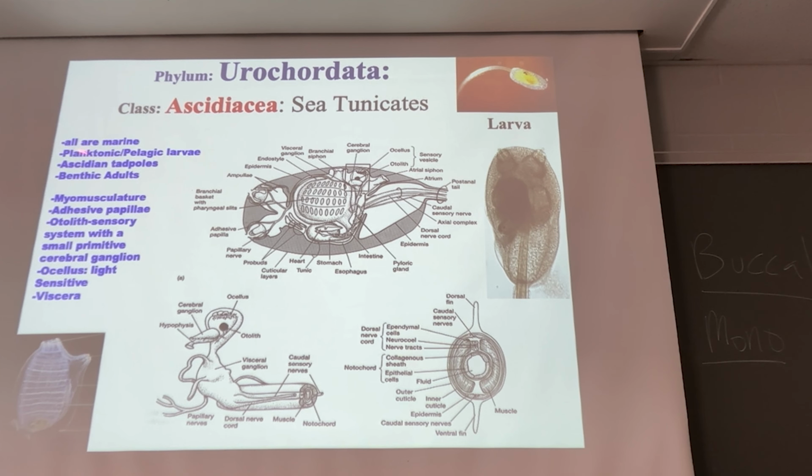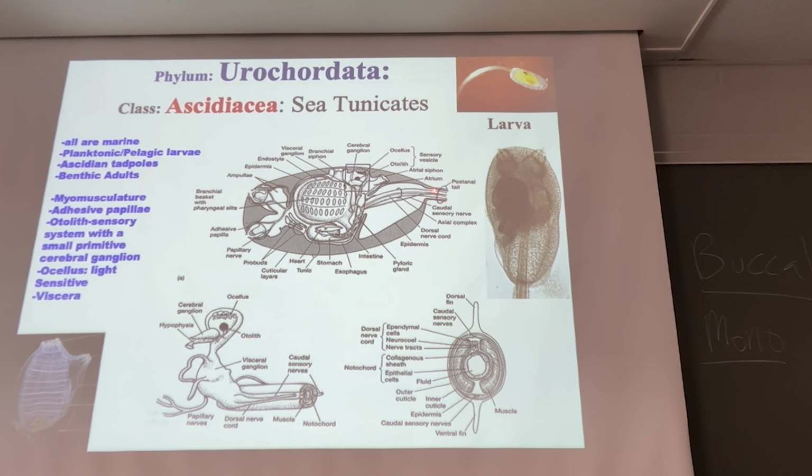Their larvae are planktonic, and they're called ascidian tadpoles, and they're benthic as adults. So benthic means bottom dwelling, right? That's what the word benthic means. They have myomusculature, almost like skeletal muscle. They don't have a real skeleton, but the notochord is associated with the tail. And so they can bend the notochord and use their tail as a mode of locomotion.